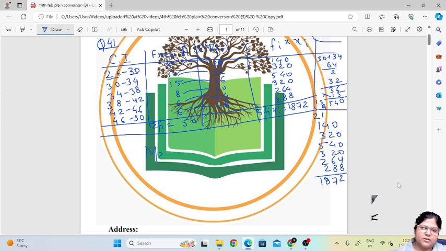That is the question actually. So mean, what is the formula? Mean formula is summation of Fi into Xi divided by summation of Fi. So you have 1872 divided by 50. Okay, now just divide it by 50.